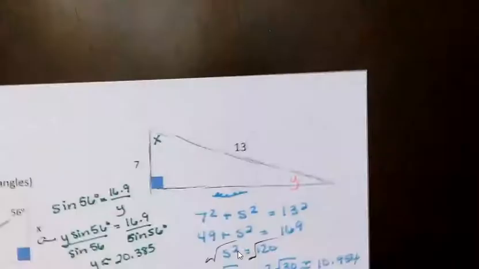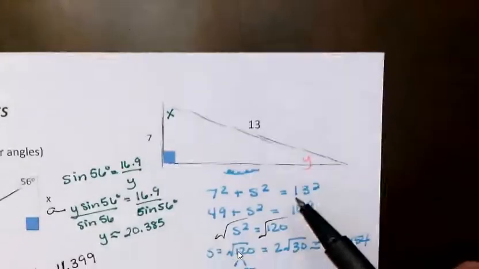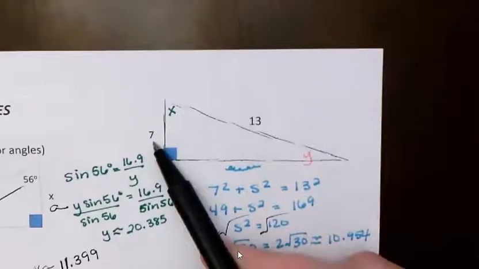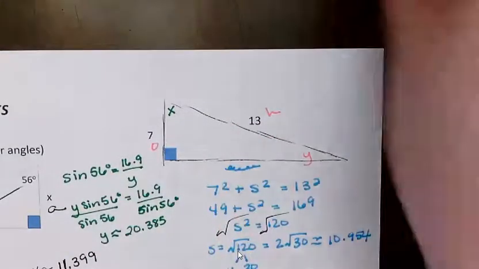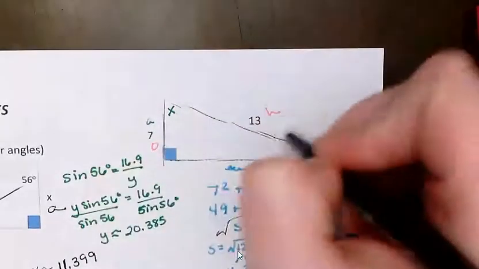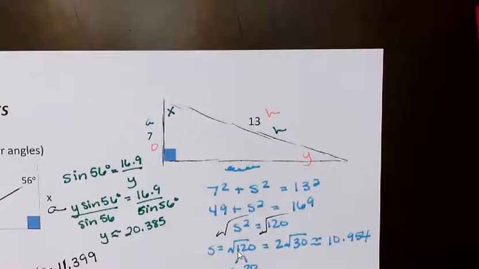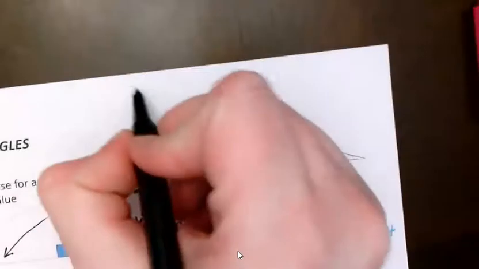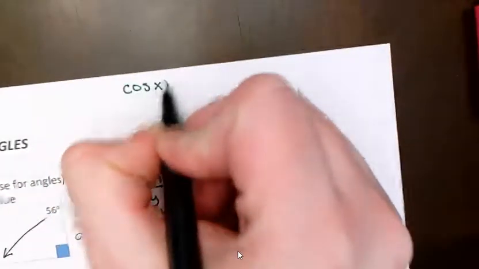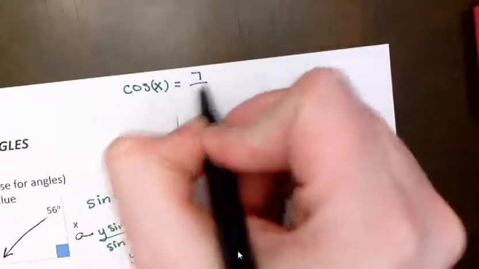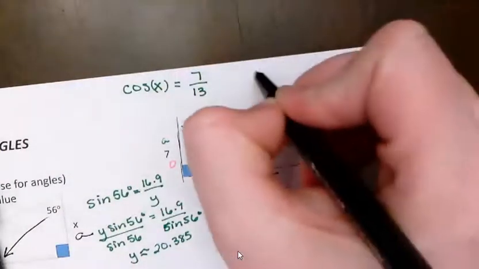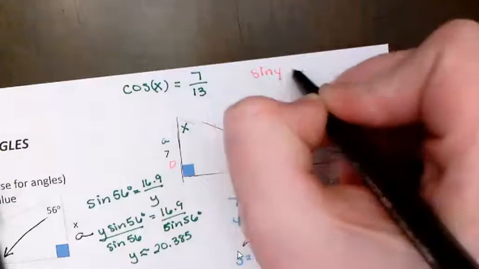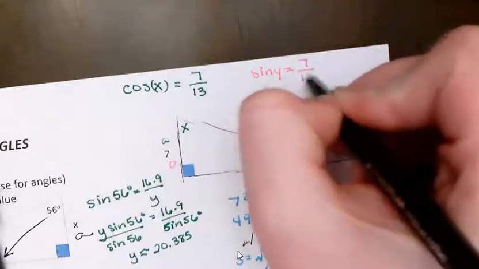Okay? So based on my givens, with y, opposite hypotenuse, so this is opposite, this is hypotenuse, okay? And with the green, this would be adjacent and hypotenuse, okay? So for x, I'm going to use cosine. I'm going to do the work up here. Cosine of x equals 7 over 13, and for sine, it would be sine of y equals 7 over 13.